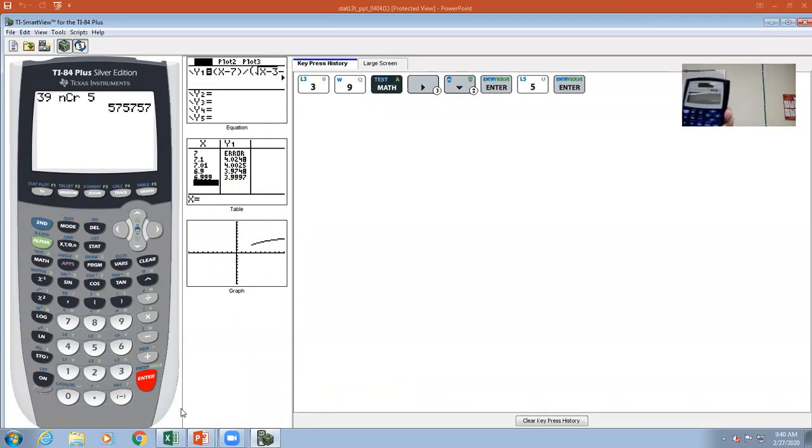On the scientific calculator, I'll step over to this side. You would press 39 and then press PRB, and then I'll bring up that menu on top. NCR is right in the middle. You hit enter on that, hit the number 5, and you get the same answer.